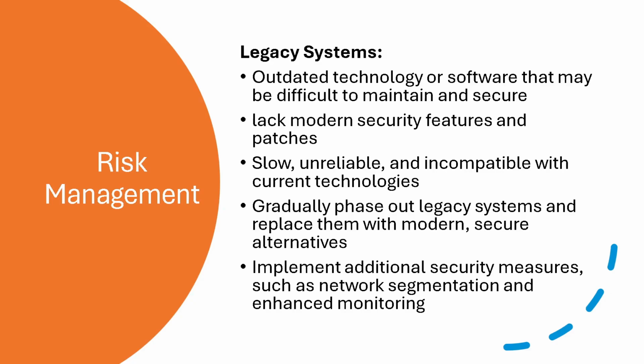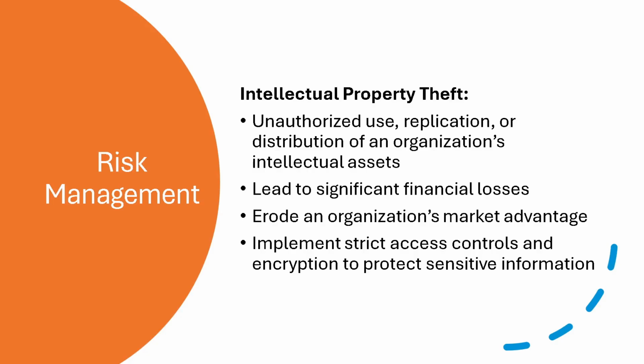The organization may consider a phased approach, prioritizing the most critical systems for modernization and gradually replacing others over time. While phasing out legacy systems, it is recommended to implement additional security measures to mitigate risks, such as isolating legacy systems from the main network to minimize the potential damage if they are compromised, increasing monitoring of legacy systems to detect suspicious activity more readily, and limiting access to legacy systems only to authorized personnel who require it for their work.